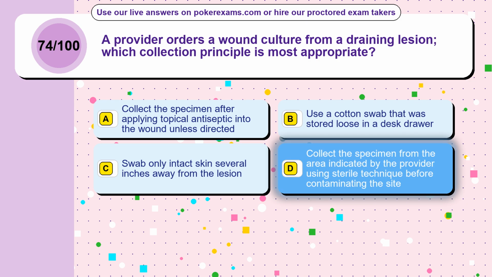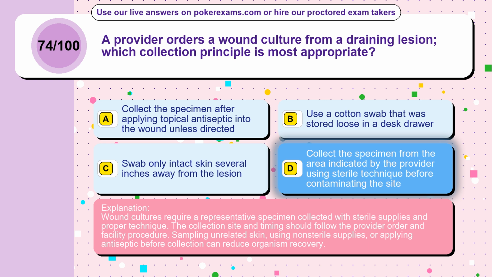The correct answer is option D. Collect the specimen from the area indicated by the provider using sterile technique before contaminating the site. Wound cultures require a representative specimen collected with sterile supplies and proper technique. The collection site and timing should follow the provider order and facility procedure. Sampling unrelated skin, using non-sterile supplies, or applying antiseptic before collection can reduce organism recovery.